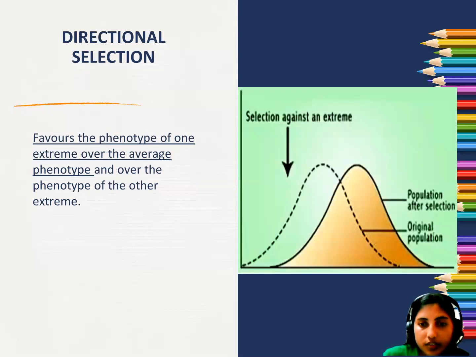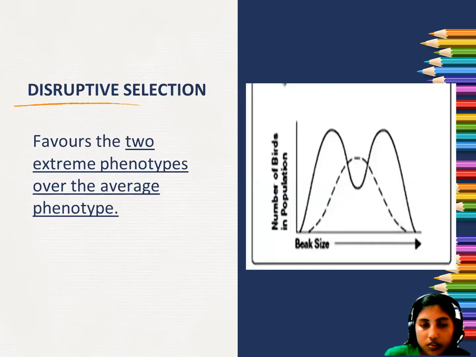Next one is directional selection. It favors the phenotypes of one extreme over the average phenotype and over the phenotype of the other extreme. So that means the original population will shift from one side to another extreme, because that extreme is favoring them a lot. So directional selection. Next one is disruptive selection. That means some kind of disruption will be there for the population to have two extreme phenotypes over the average phenotype. Therefore, they will have a fluctuating graph.